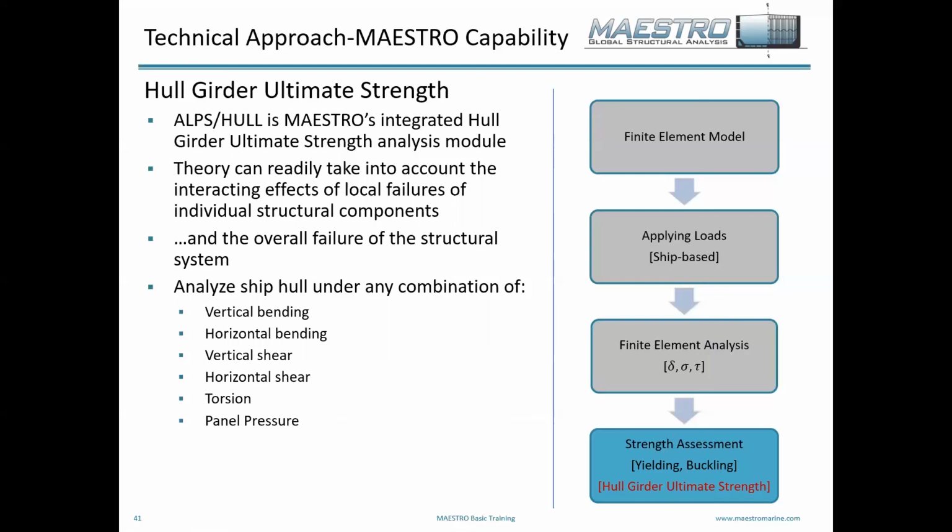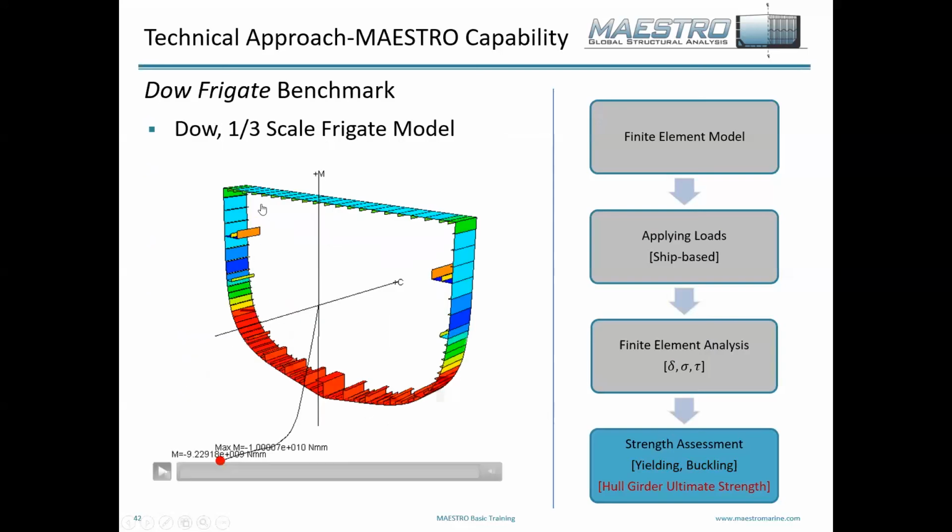The hull girder ultimate strength in here can use a number of different load patterns, and you can use more than one, but you can use any combination of the vertical bending, horizontal bending, vertical shear, horizontal shear, torsion, and panel pressures in this analysis. So here's a simple plot of a section, and if we look at the progressive collapse of this, you can see by the color coding exactly where things are starting to fail as you run through the increased load.